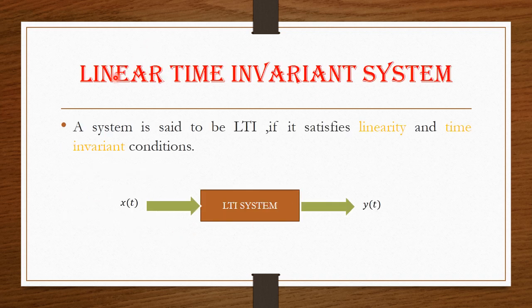So first, let us know what is a linear time invariant system. From the name itself, we can understand that a system that satisfies the linearity property as well as the time invariant property is called a linear time invariant system. x of t is the input and y of t is the output.